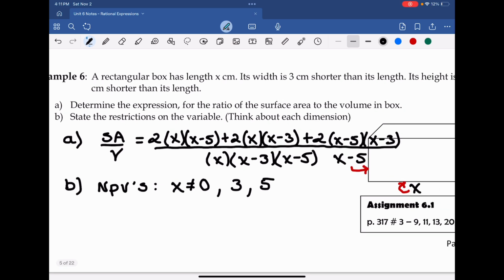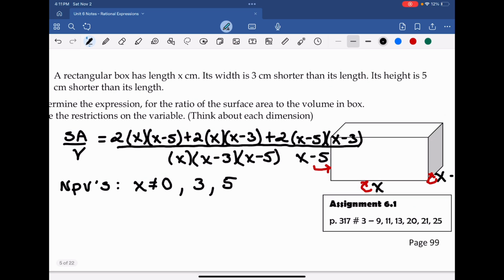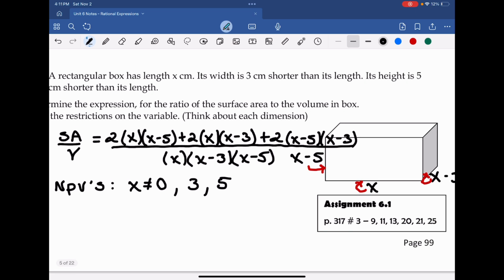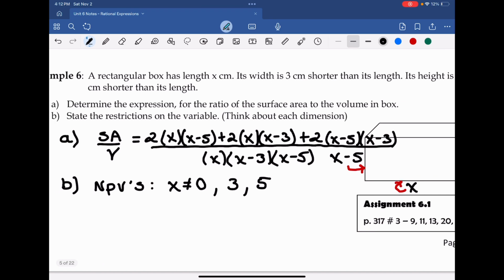Now, when they say think about each dimension in terms of the restriction, will it ever make sense that a width is 0 or a length is 0 or a height is 0? No, so that totally makes sense for this. 3 and 5 are just getting specific in terms of if they're 3 or 5, that means that they're going to wipe out terms, because it might be this common value that would eliminate terms from the denominator such that maybe they're the same value. So if it's 3 or 5, the width or height might be the exact same and might be unaccounted for. There's a couple reasons why our 3 and 5 would not be included as well, but the big one for sure is 0 here.